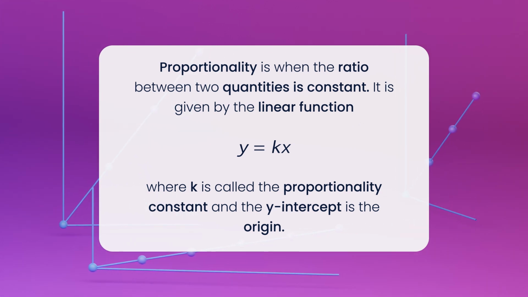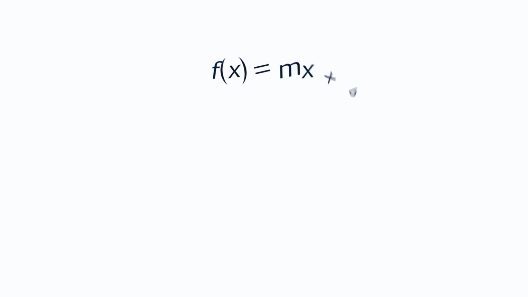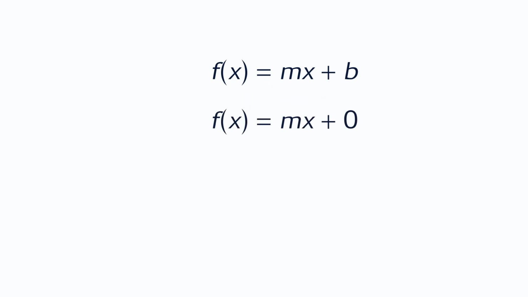is the origin. Recall that a linear function is of the form f of x equals mx plus b. When the y-intercept b is 0, the function becomes f of x equals mx. F of x is then only determined by the slope, m.